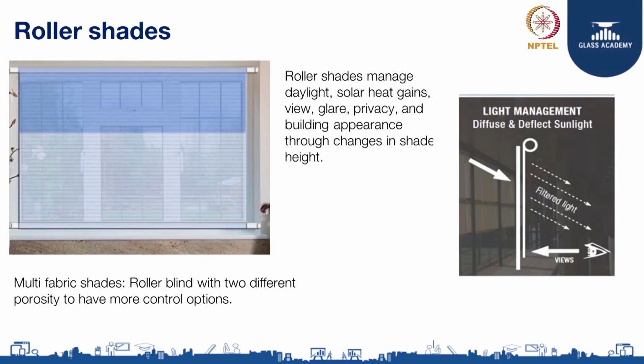Roller shades are also very commonly used. They control daylight, and they also control solar heat gains. Depending on the type, they can provide view, or if they are 100% opaque, then they can cut the view when they are put down, and they can provide privacy and protect us from the glare. Sometimes we can also use multi-fabric shades. So the roller blind can have two different fabrics with different porosity. It helps in controlling the daylight while maintaining the view outside.